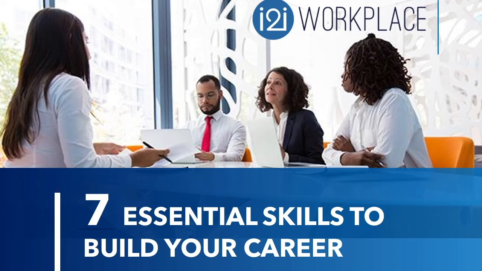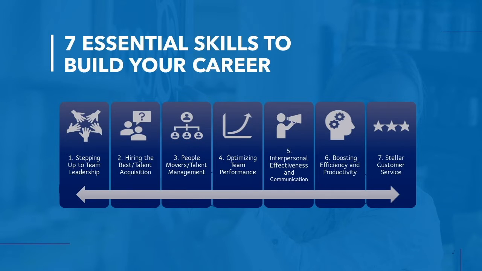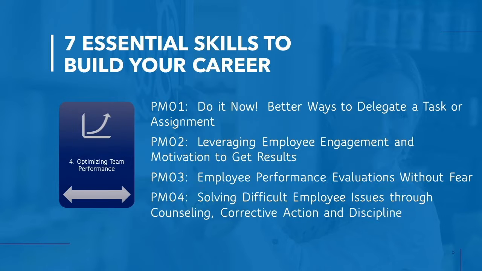This is the fourth section of the 7 essential skills to build your career. This fourth section focuses on optimizing team performance. There are 4 lessons in this section. PM01, do it now, better ways to delegate a task or assignment.